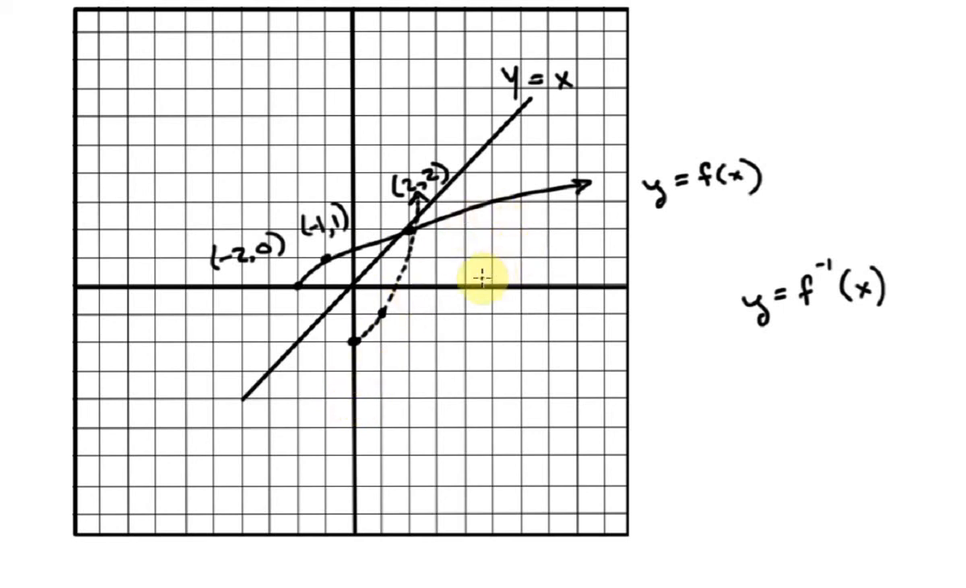It's no coincidence. So reflection across y equals x is another way to spot what the inverse looks like. So let me give you an example of that. So let's clear the screen now, where this would be very helpful to know.